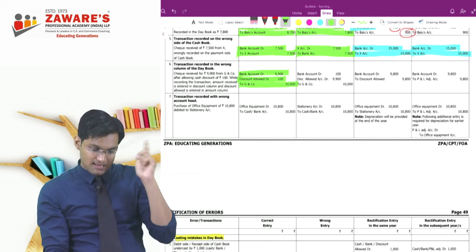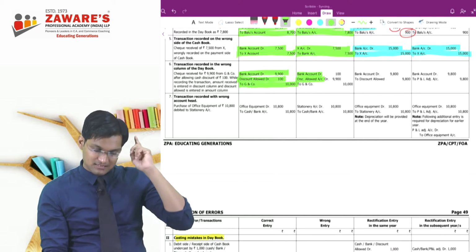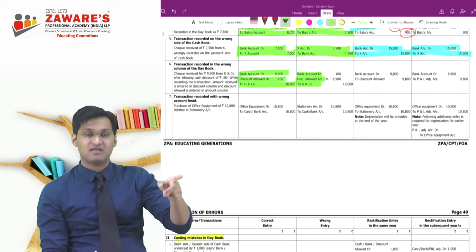Interchange हो गया है. बैंक अकाउंट डेबिट होना चाहिए था, बैंक अकाउंट डेबिट हुआ है. डिस्काउंट अलाउड डेबिट होना चाहिए था, डिस्काउंट अलाउड भी डेबिट हुआ है. जी एंड कंपनी क्रेडिट होना चाहिए था, जी एंड कंपनी भी क्रेडिट हुआ है.